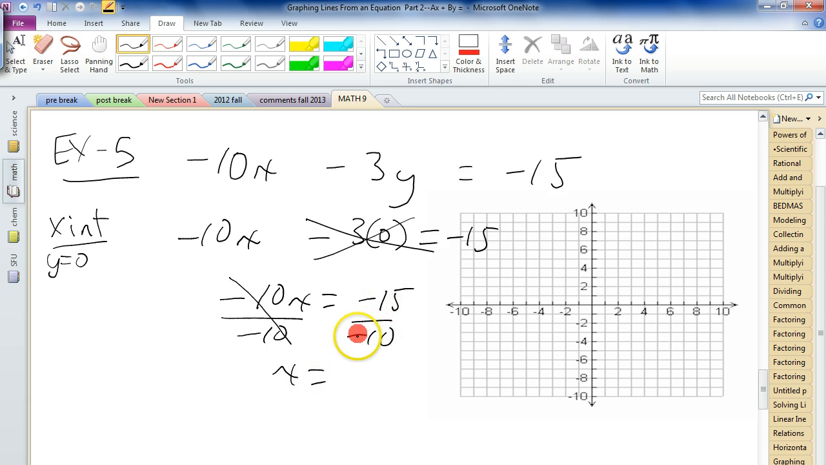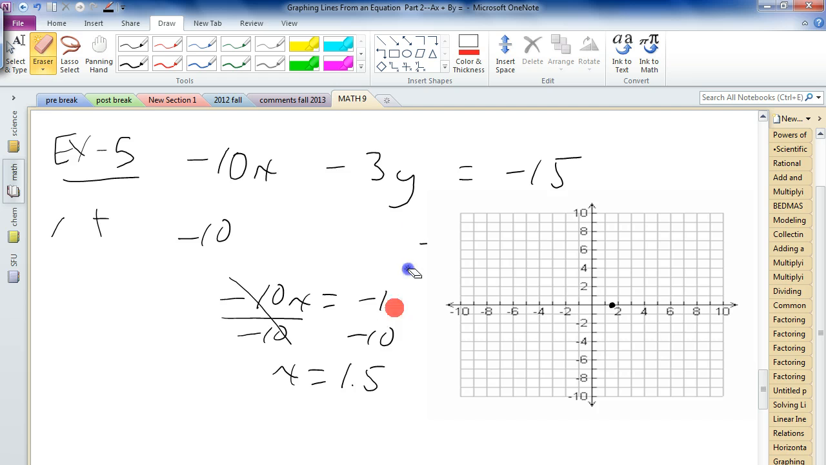X is equal to 15 divided by 10. Negative 15 divided by negative 10. Signs are the same. It's going to be positive. 15 divided by 10 is the same as 3 divided by 2, which is 1.5. Use a calculator if you need to. So, y is 0, x is 1.5. So at x 1.5, y is 0. Look at me not writing it up here. I'm being a rebel.